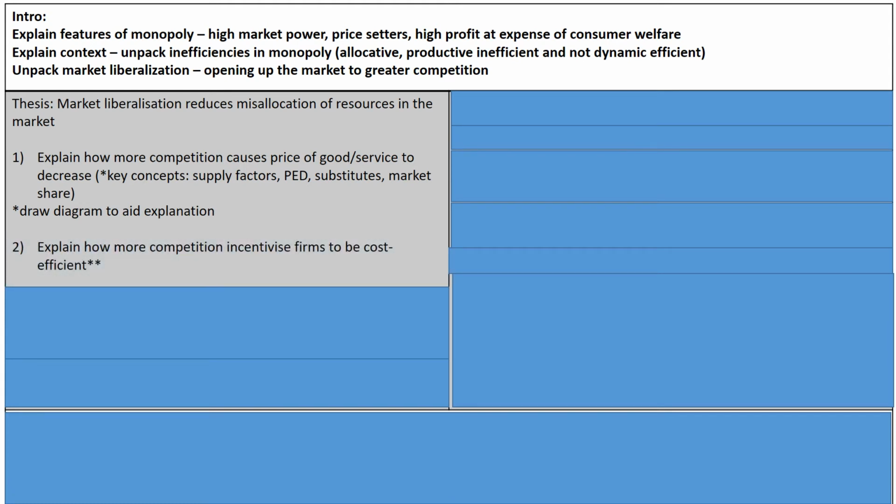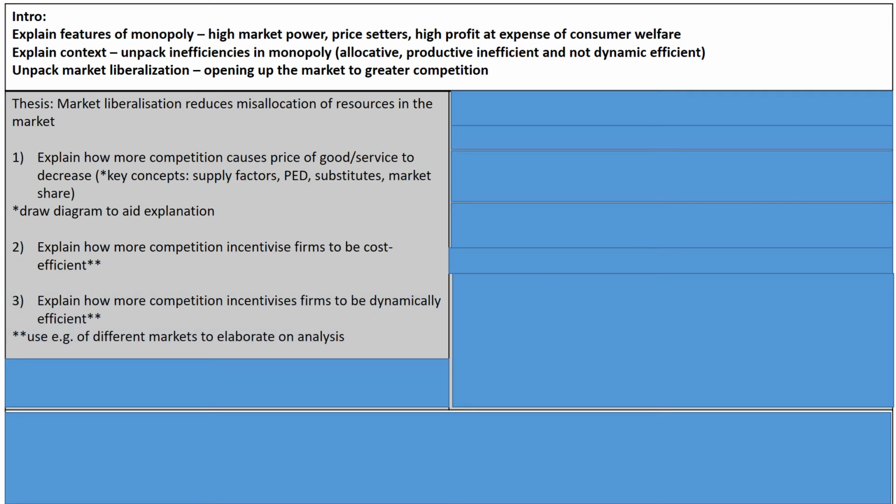We can also explain how more competition incentivizes the firms to be more cost efficient. So in this part, you can explain how introducing more firms causes the current firms to consider how to be more profitable by lowering their costs, right? Because if their revenue is being threatened, they are incentivized to improve profits through another strategy, and to improve on their production methods to be more cost efficient. So in that case, you are explaining how it improves productive efficiency.